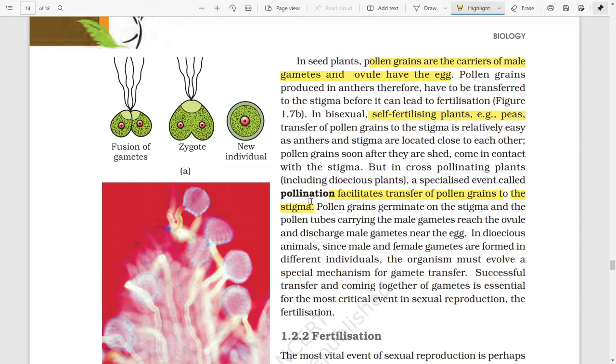Pollen grains germinate on the stigma and the pollen tube carrying the male gamete reaches the ovule and discharges the male gamete near the egg. In dioecious animals, since male and female gametes are produced in different individuals, the organism must evolve a special mechanism for gamete transfer. Successful transfer and coming together of gametes is essential for the most critical event in sexual reproduction, the fertilization.